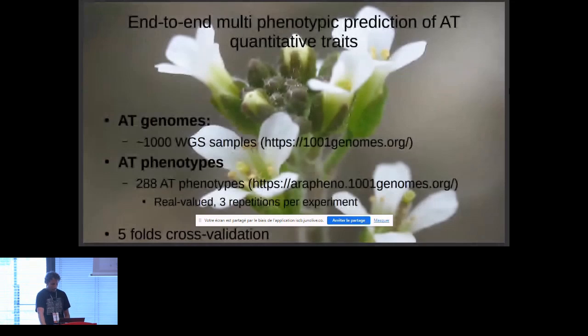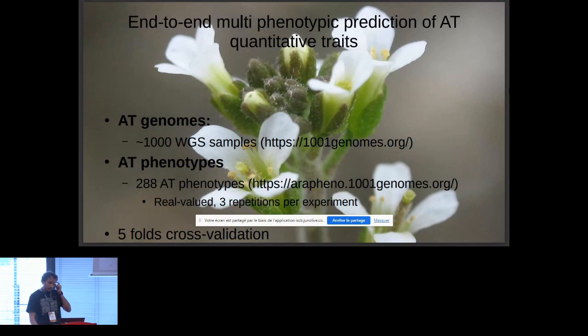In this study, we focused on Arabidopsis thaliana, which is a well-studied small flowering plant. It has a fairly small genome, around 125 megabases, divided into 5 chromosomes, but it has a number of genes that is comparable with humans.